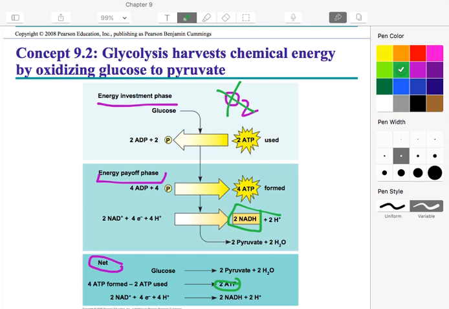I'll talk about the citric acid cycle and the electron transport chain in my next lecture.